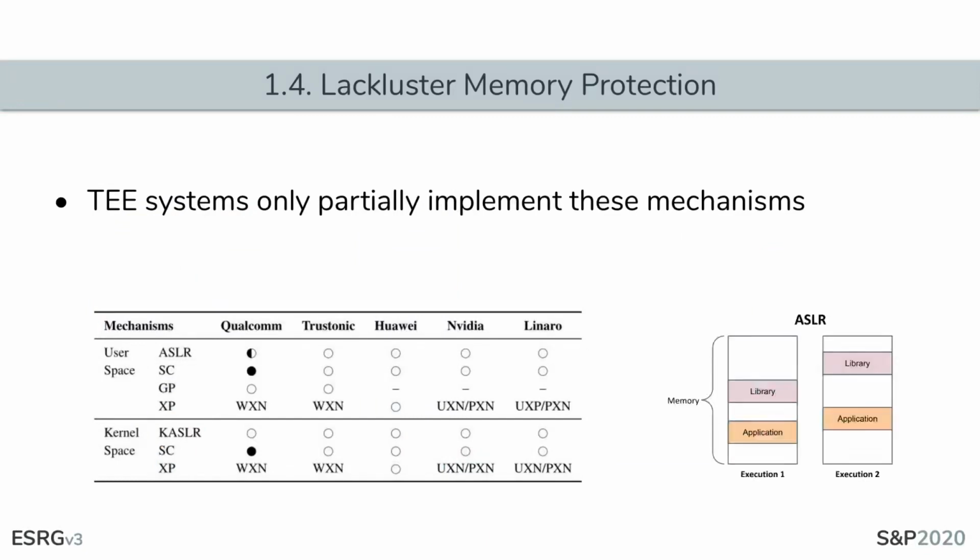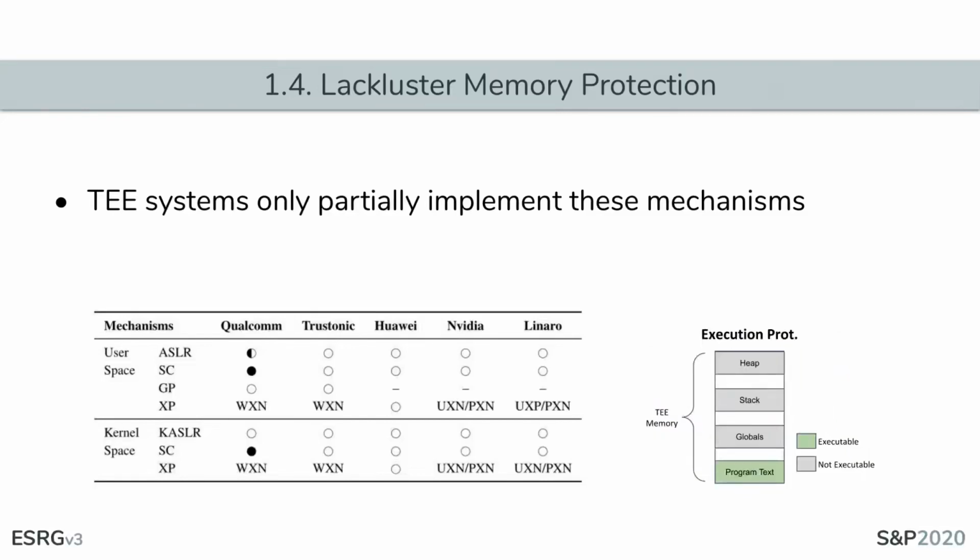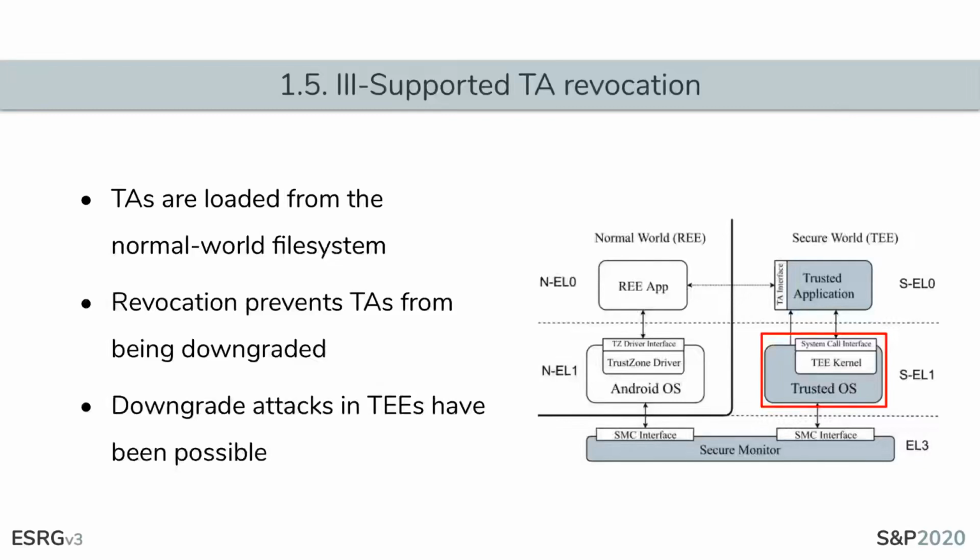Address space layout randomization makes attacking loadable code harder by requiring the attacker to guess the position of vulnerable code. Stack cookies and page guards protect against buffer overflows, and execution protection prevents memory pages mapped as writable from being executable. The last architectural issue I'll be talking about is trusted application revocation, which is an issue within the trusted OS.